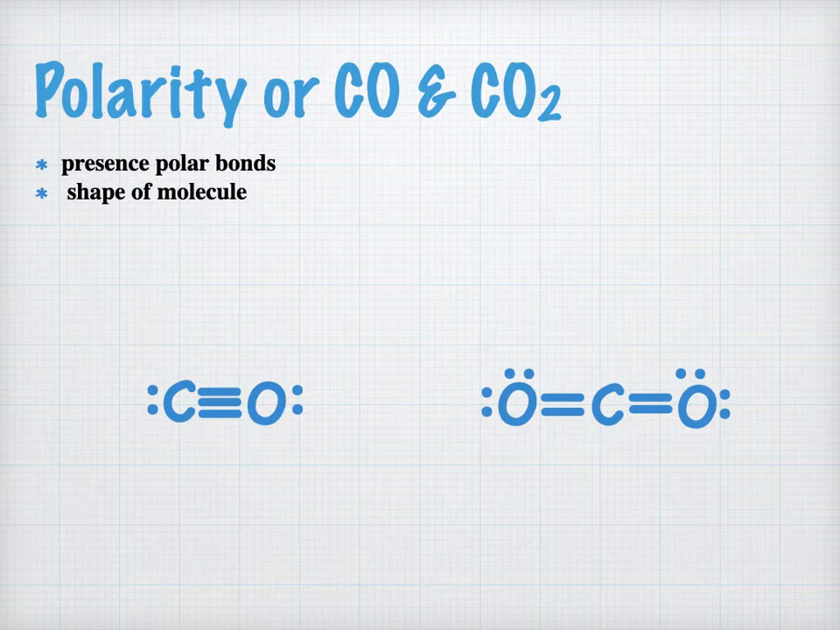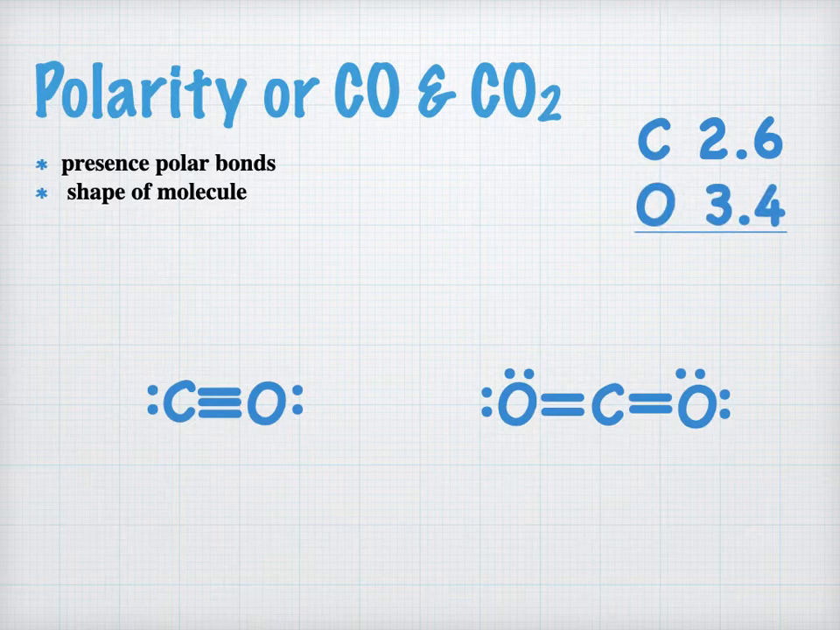So starting with the polar bonds, we have carbon-oxygen bonds in both of these compounds, carbon monoxide and carbon dioxide. And to determine whether the CO bond is polar or nonpolar, we need electronegativities. Well, carbon has an electronegativity of 2.6, oxygen is 3.4, the difference is 0.8. And we know that a difference between 0.4 and 2.0 means that we have a polar bond. So what we want to do on these molecules is label the dipoles, or where's the positive and negative within this unequal distribution of electrons.